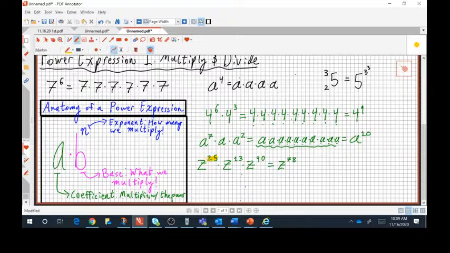Oh, look at that. If I have 25 Z's, 13 Z's, 40 Z's, I get 78 Z's. If I have 6 4s and 3 4s, I get 9 4s. Wait a minute, that doesn't work, because look, there's 7 and 2, and that adds up to 9. But I got 10. I got 10. Ashley? I got it right.